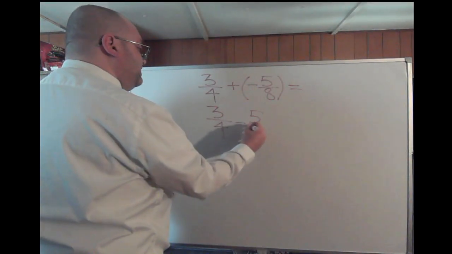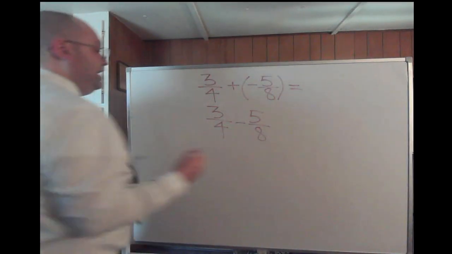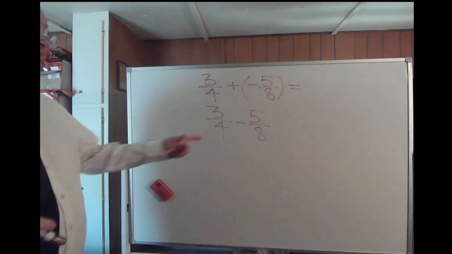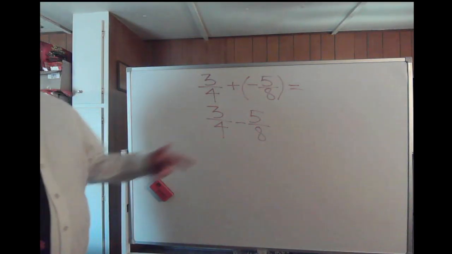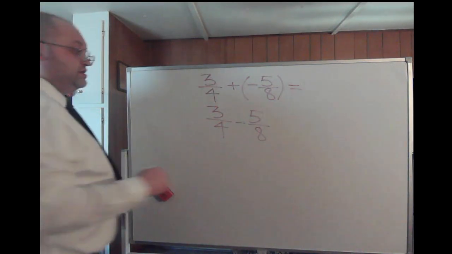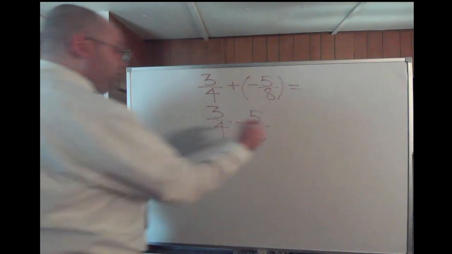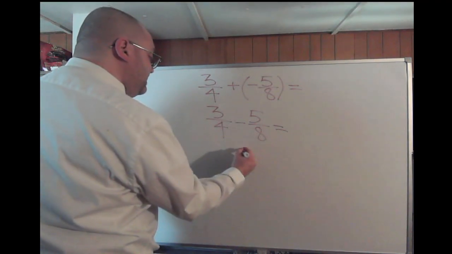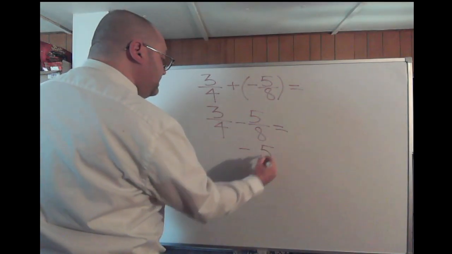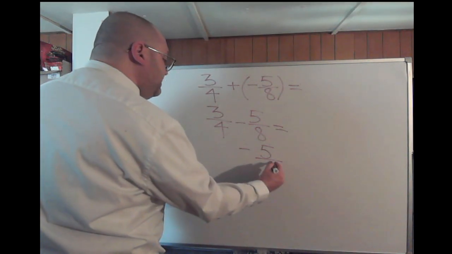That's completely fine. Now, in order to do the subtraction, we got to find the least common denominator between 4 and 8. So the least common multiple of 4 and 8 is, in fact, 8. So the minus 5/8, that's fine. It's already got the denominator we desire of 8.